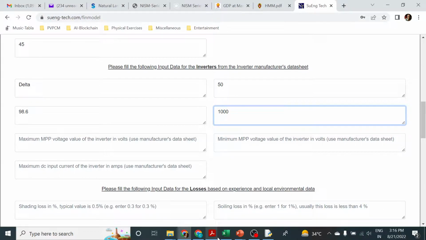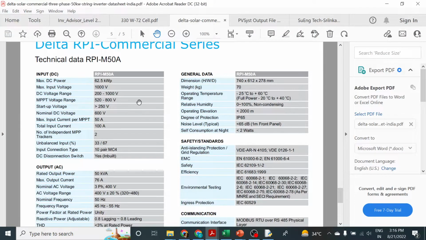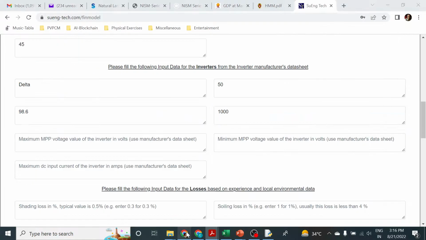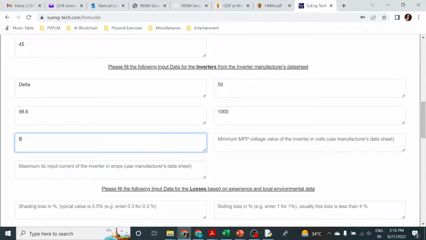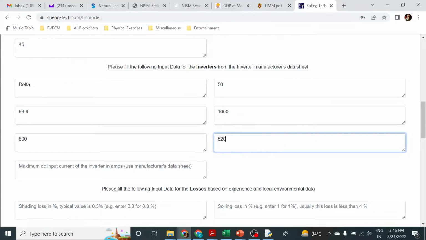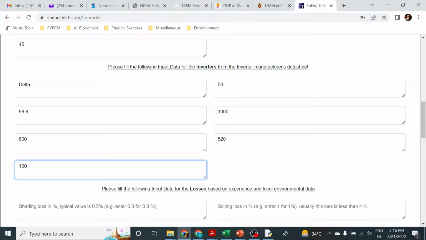Now the MPP voltage range is given here as 520 to 800 volt, and the maximum total input DC current is given as 100 ampere. So 520 to 800 and 100. The maximum is 800, minimum is 520, and maximum DC input current is 100.